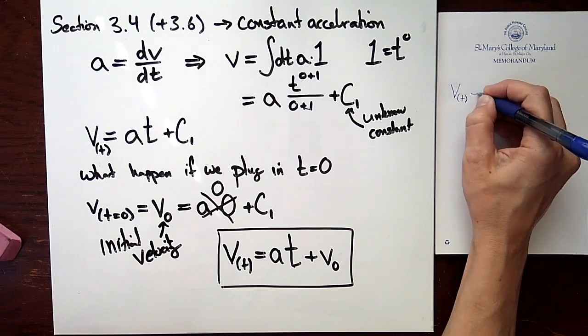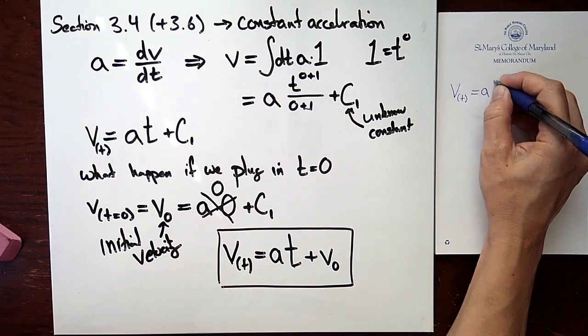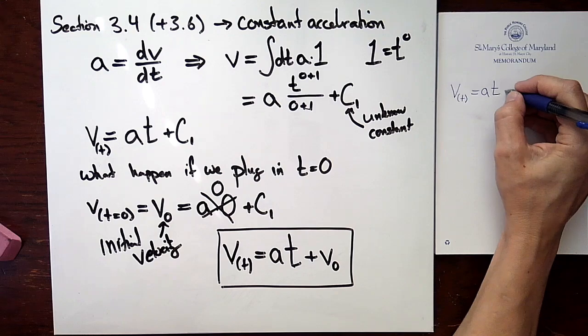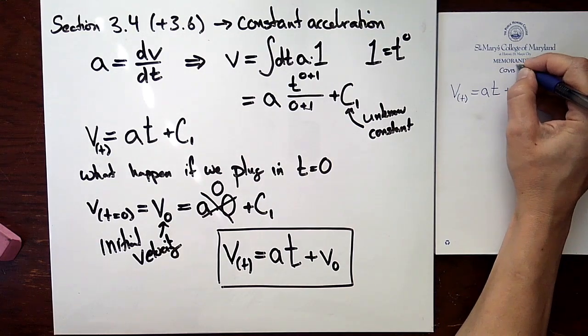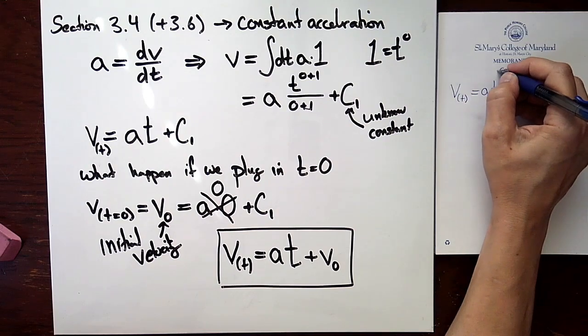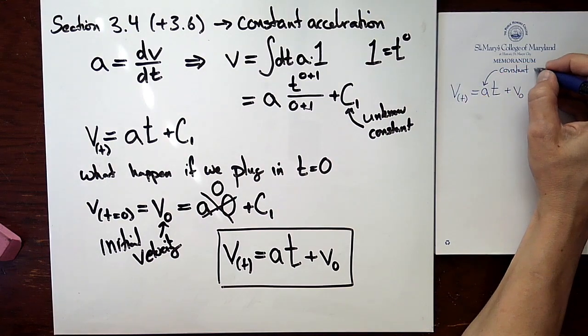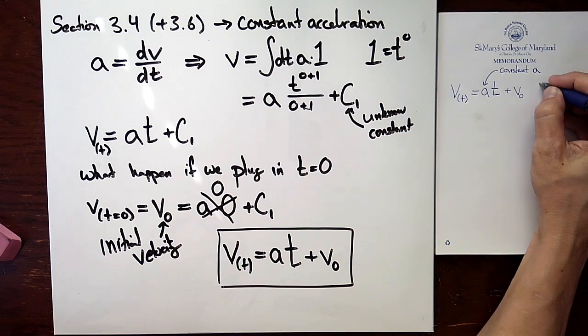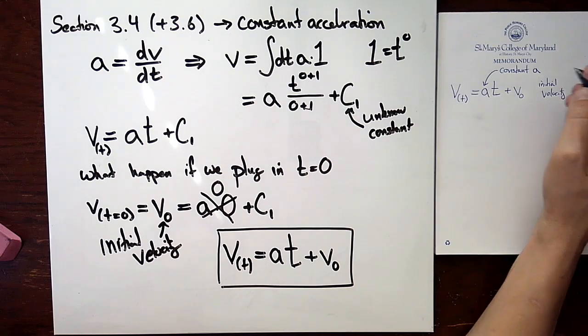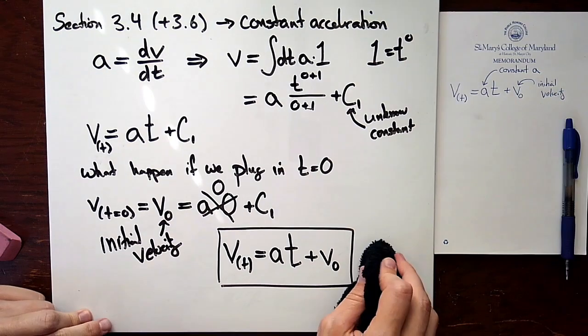v, which is a function of t, is acceleration multiplied by time plus the initial velocity. We'll write in our notes: this is constant acceleration. It's only true when acceleration is constant. This guy is initial velocity. What else can we learn?